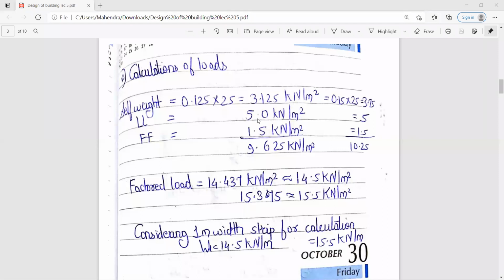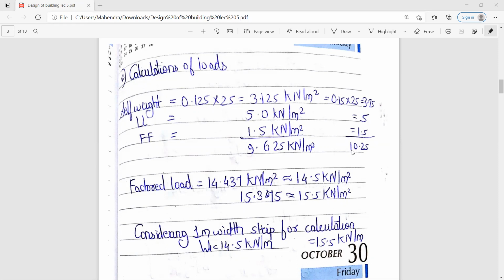Live load is given in the question, that is 5 kilonewton per meter square. Floor finish is again given in the question, that is 1.5 kilonewton per meter square. From that, total load will come up to be 9.625. Then factor load, you have to multiply it by 1.5. So 9.625 multiplied by 1.5, factor load you will get, that is 14.437 kilonewton per meter square. That will be total 14.5 kilonewton per meter square.